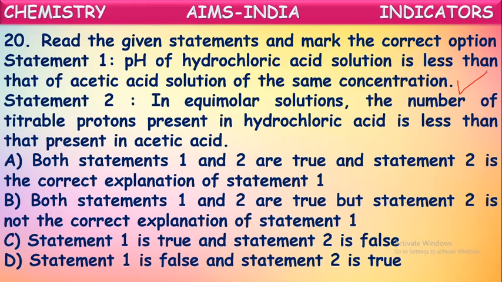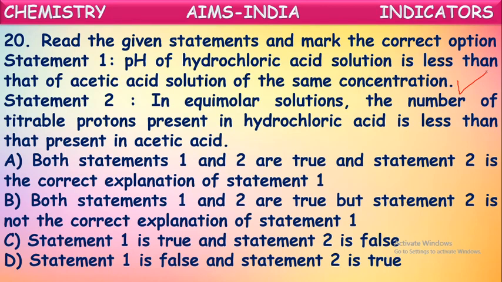See the second statement. In equimolar solutions, meaning the same concentration, the number of titratable protons present in hydrochloric acid is less than that present in acetic acid. Titratable means free H plus ions. So the strong acids can produce more H plus ions, that means more titratable protons. But here they have given that hydrochloric acid has fewer H plus ions than acetic acid.